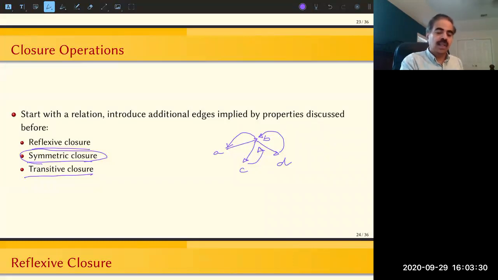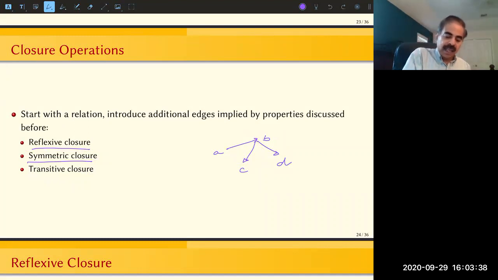Let me again undo and then show it. Okay, so now a transitive closure in this case will be addition of edges that are implied by the transitivity property but aren't actually there, which means that in this case, you can go from A to C and A to D, right?